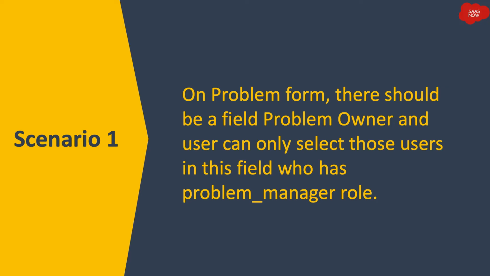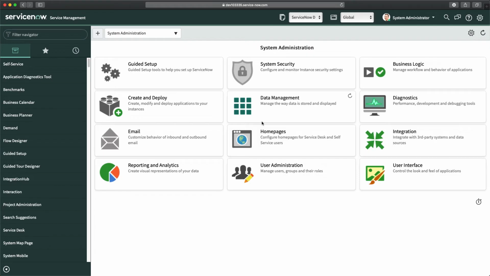I will also show you how you can use a script include in other places like reference qualifier or business rule conditions. Starting with first scenario. On problem form, there should be a field, problem owner. And user can only select those users in this field who have problem_manager role. This is my personal developer instance.